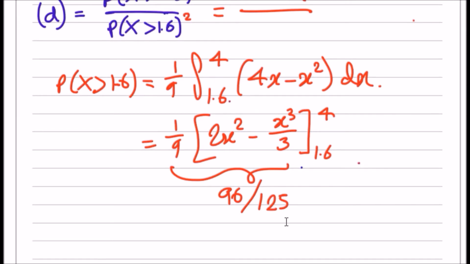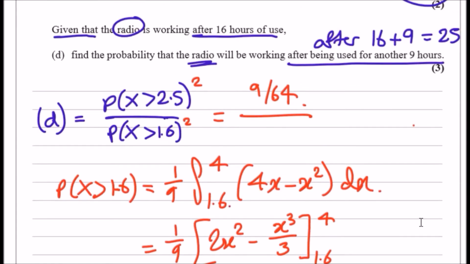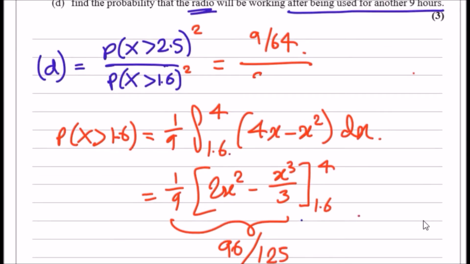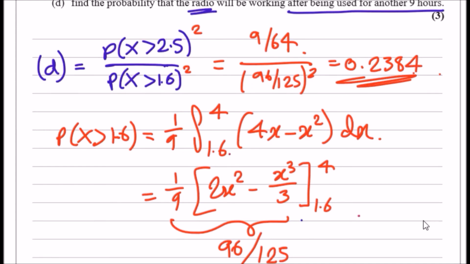To get the squared version, let's square this result in our calculator. So 96 over 125 squared. Oh god, that's one ugly probability. Well, I'm not going to keep it, I'm just going to write it as it is. So it'll be 96 over 125 squared. And then plug everything in: 9 divided by 64 over the answer. You should get, let's say 4 decimal places, 0.2384. And that's it. Case closed.